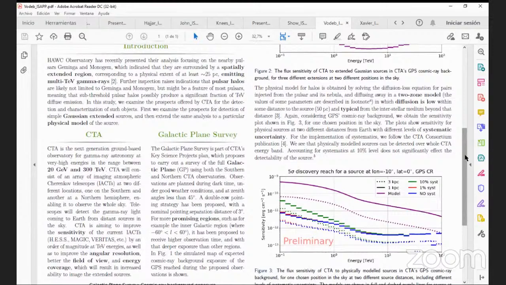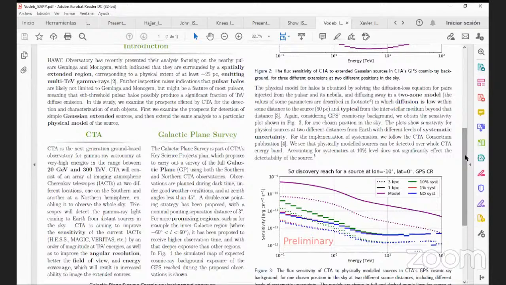These TeV pulsar halos that HAWC identified might be numerous and bright enough to constitute a large fraction of the sources that will be observed with the Cherenkov Telescope Array, especially in the context of the Galactic Plane Survey, which is one of the key science projects of CTA. In this study, we examined the prospects offered by CTA for the detection and characterization of such objects. First, we examine the prospects for detection of simple Gaussian extended sources, and then we move the same analysis to a particular physical model of the source.